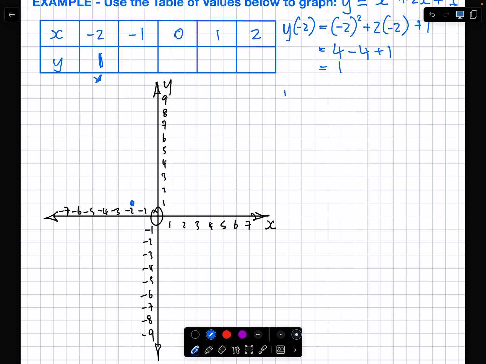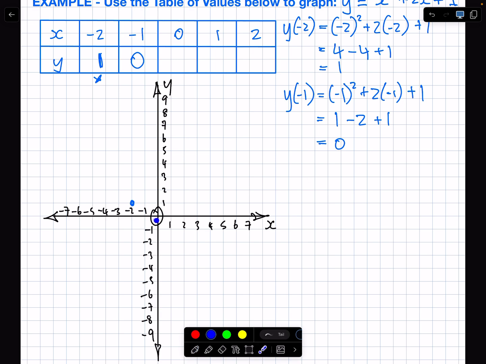So someone else, y when x is equal to -1. -1 squared plus 2 lots of -1, add 1. What's -1 squared? What's -1 times by itself? 1. What's 2 times by -1? Add 1. 1. So be careful. Some of you are quite good with the number line. Some aren't, so take your time. 1, take 2. -1, add 1 to that. 0. So you've got -1, 0.